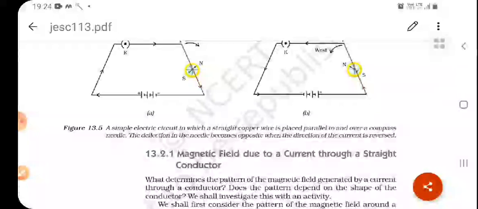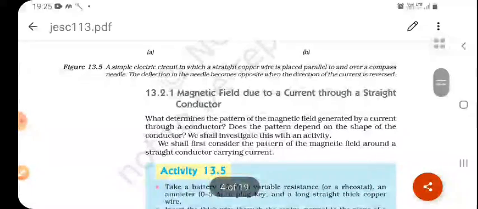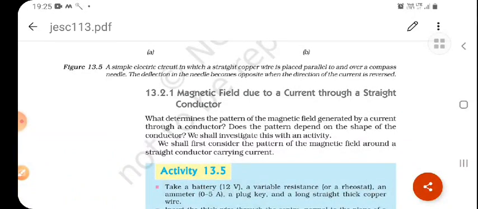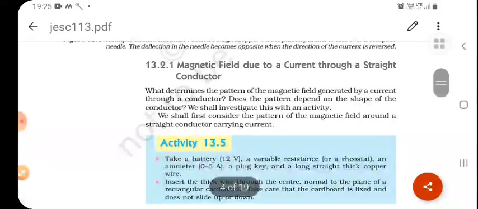So whenever a straight current carrying conductor produces a magnetic field, it is in the form of concentric circles around it with the center on the wire. The field has a direction of current, and depends on the strength of the current. What determines the pattern of the magnetic field generated by current through a conductor? Does the pattern depend on the shape of the conductor?